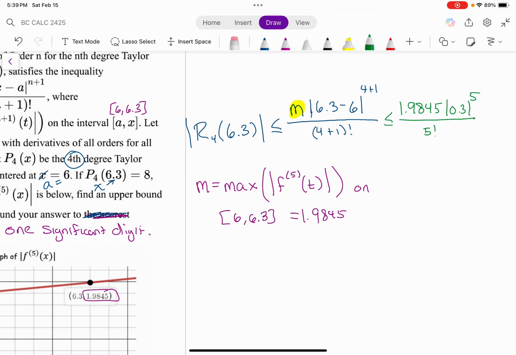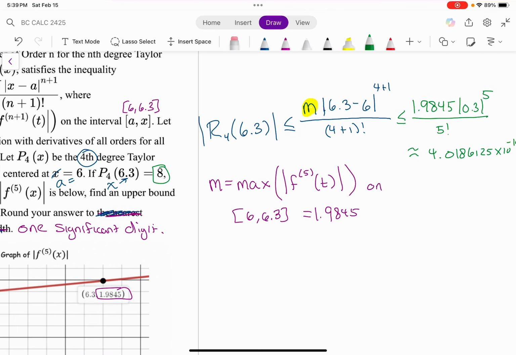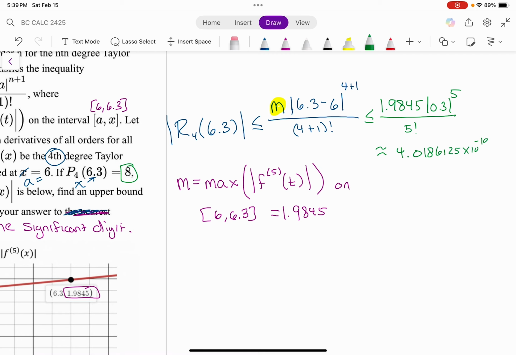So if I put that in the calculator, I'm getting a really tiny number. I'm getting 4.0186125 times 10 to the negative 10. So that's really tiny. That must mean this approximation is really close to the true value if the error is bigger than that. So we're going to round that. What I mean by one significant digit is we're going to round that to 4.0 times 10 to the negative 10th, and we're going to have that be our answer.